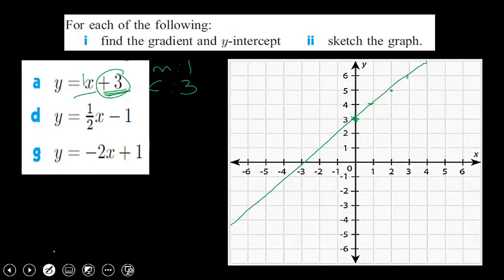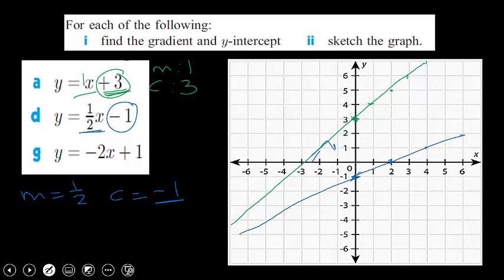Let's do D. D, my m value is a half, so m equals 1 over 2, and c equals minus 1. Now where do I start? I start at c, minus 1, that is my starting point, and my gradient says 1 over 2, that's 1 up and 2 to the right. That's my second point. 1 up, 2 to the right. So if I try to graph this, your graph would look like that for D. This one is D, this one is A.